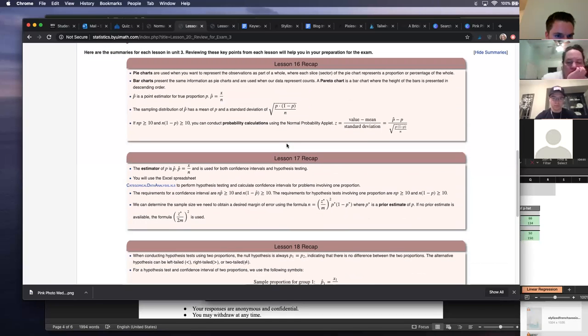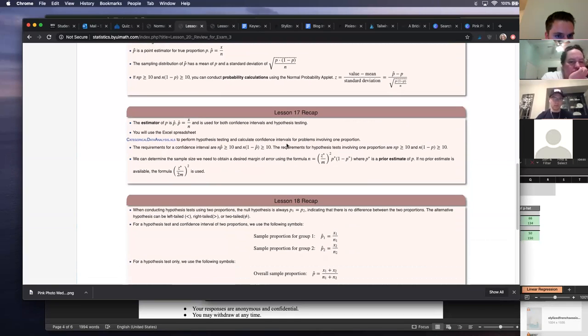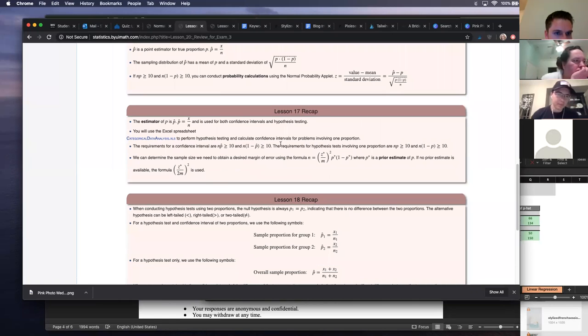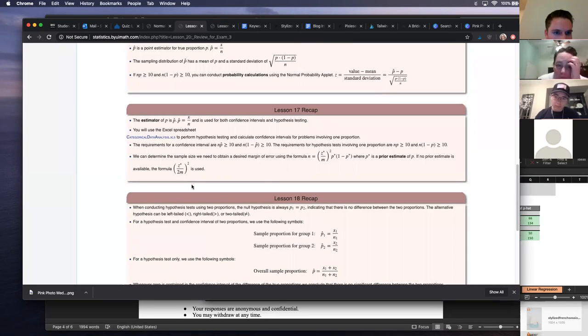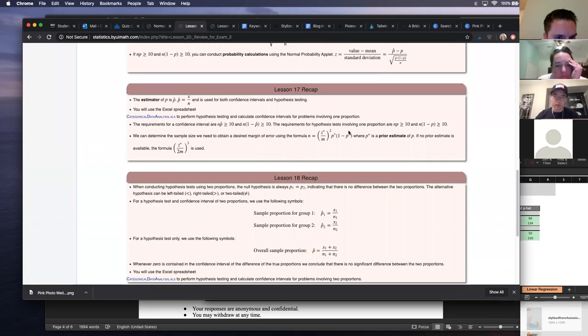Taylor, do you see that equation there with n equals, in parentheses, z over the margin of error, squared, times p? Okay. We're going to try the sample size. There's a lot of stuff on there.